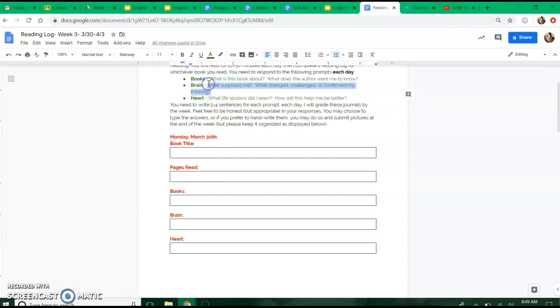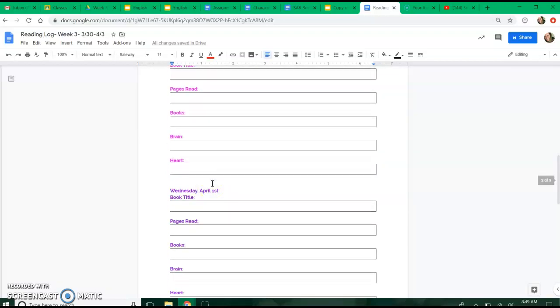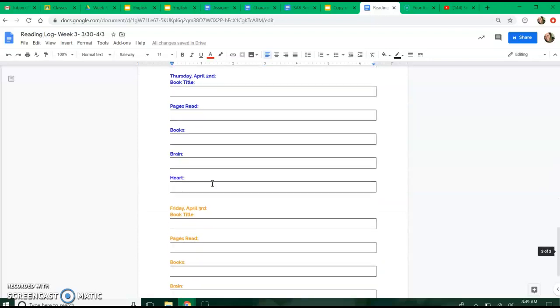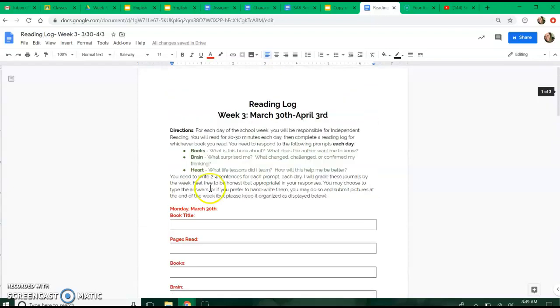Then you'll go to brain. What surprised me? What changed, challenged, or confirmed my thinking? Type 1 to 3 sentences in the brain box. And then heart. What life lessons did I learn? How will this help me be better? 1 to 3 sentences in the heart box. I think this format looks a little bit better and it's a little more user friendly. So Monday is in red, Tuesday in pink, Wednesday in purple, Thursday in blue, and Friday in orange. It's all in the same document.